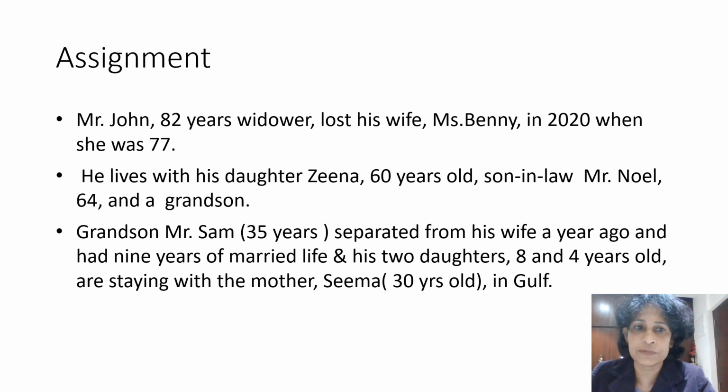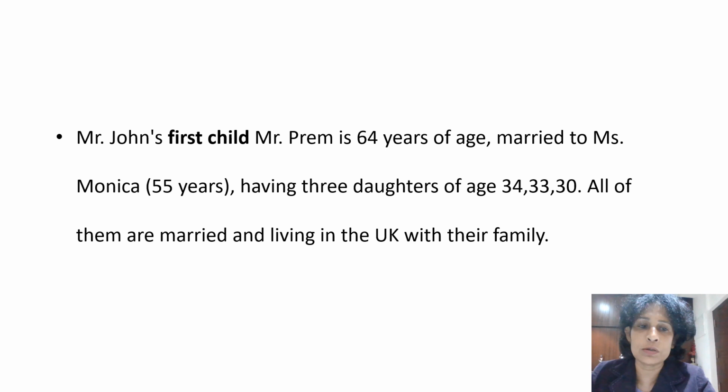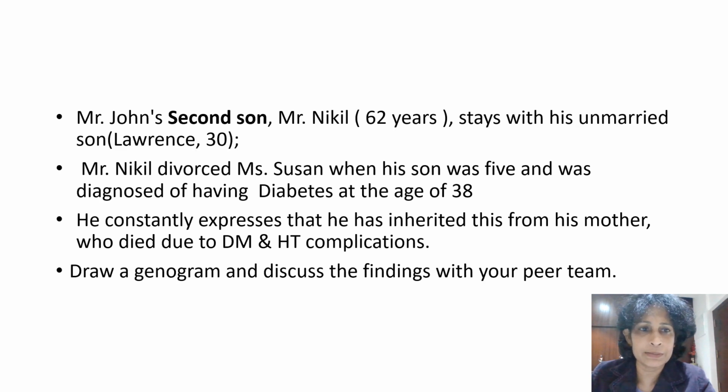Now, the second part of this assignment, second part of a family history. Mr. John's first child, Mr. Prem, is 64 years of age, married to Miss Monica, 55 years, having three daughters of age 34, 33, and 30. All of them are married and living in the UK with their family. Clear? Take a click. Now we'll move on to the third PPT.